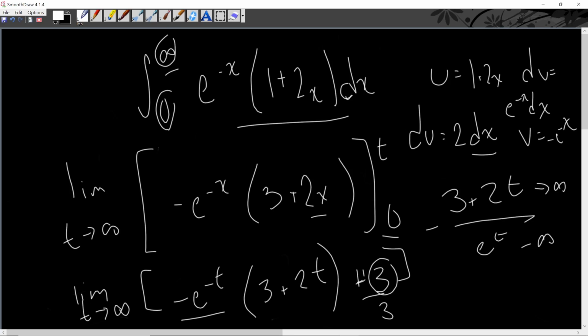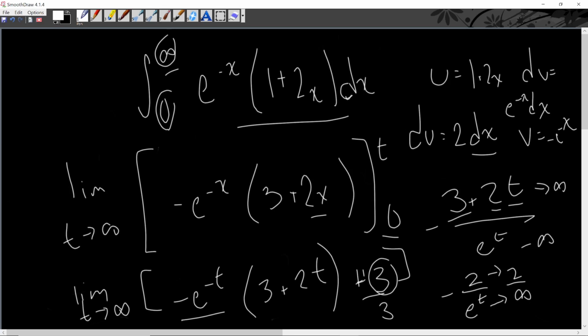And from here we have to do the derivative of the numerator and the derivative of the denominator. The derivative of a constant is 0, and the derivative of t or any single variable is going to be 1 times 2, so it's just going to be 2. And then the derivative of e to the power of t is going to be e to the power of t, negative. Again, e to the power of t approaches infinity, but 2 approaches 2.